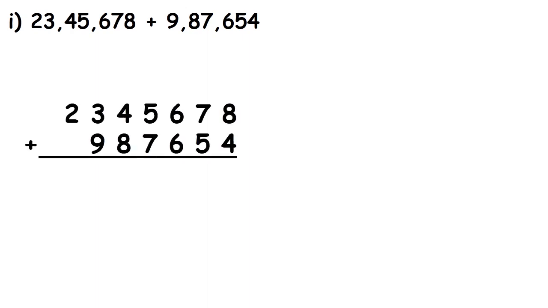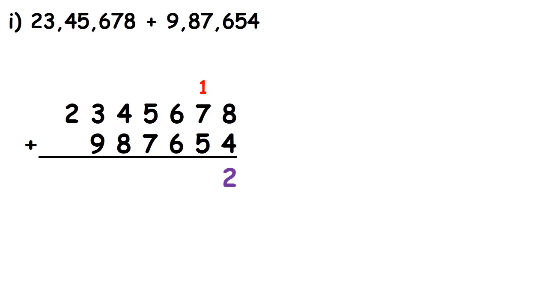Let us now see a few more examples of addition. Let us add the number 23,45,678 with 9,87,654. First, we will arrange the numbers as per their place value and then add the numbers from the units place. The numbers at the units place are 8 and 4. So 8 plus 4 is 12. 1 will be carried and we will write 2 in the units place.